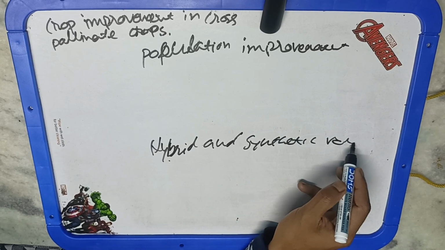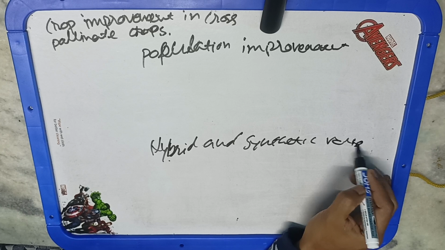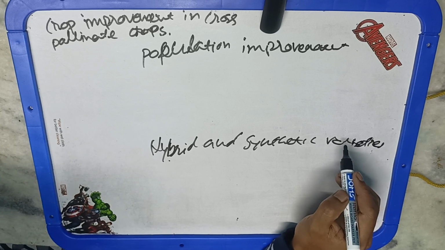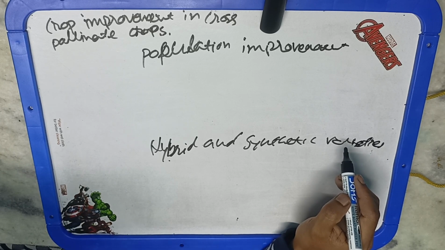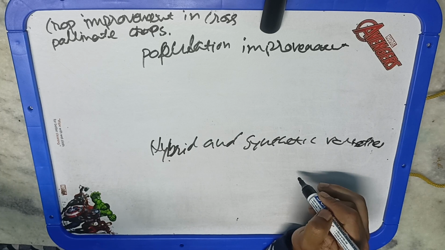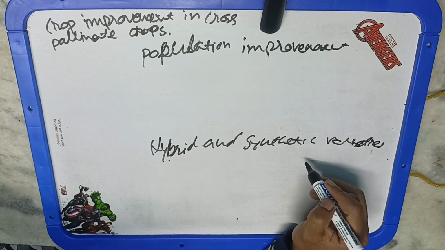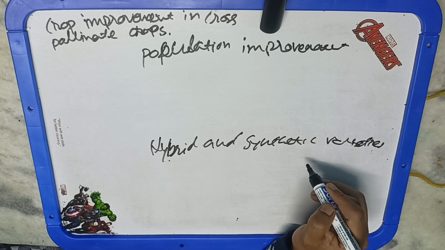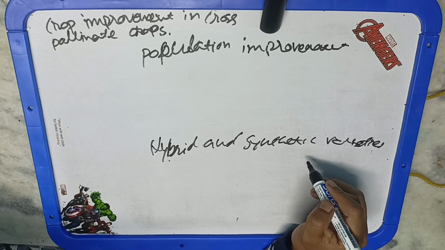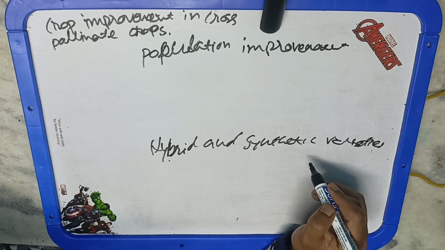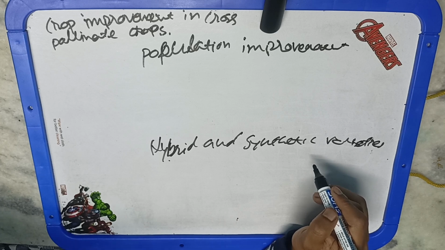Now it is very clear because we have already discussed in the previous video. Improvement means making a new variety which performs better than the existing or previous variety. In the self-pollinated crops, we discussed selection. Then we discussed crossing, and in crossing we discussed pedigree, then bulk, then backcross. Here in the cross-pollinated crop, what we have to do is go for population improvement.